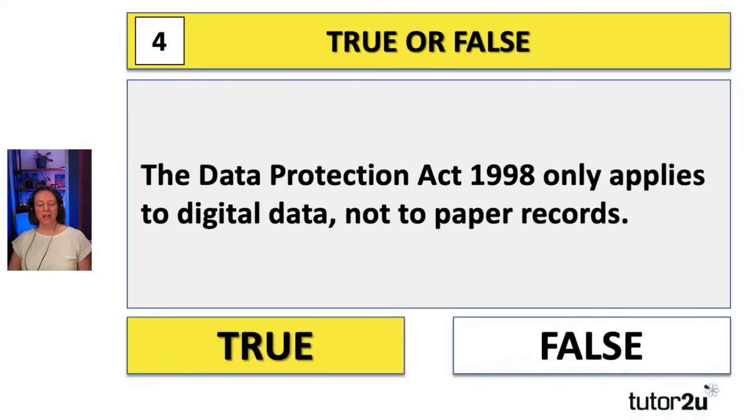Okay, next one. The Data Protection Act 1998 only applies to digital data, not to paper records. Is this true or is this false? Think about that Captain Riddles that we had earlier. That did give you the answer to this. So the Data Protection Act 1998 only applies to digital data, not to paper records. Is this true or false?